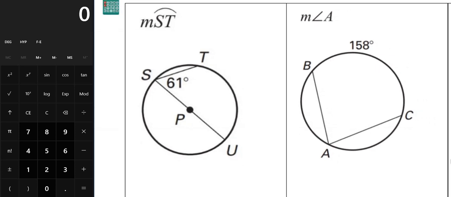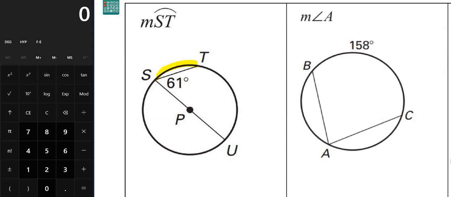For this first one, we're trying to find the measure of arc ST. When they say measure of an arc, they're talking about a degree measure, not a length. They're asking for ST, which is this section right here. A couple of things you need to notice in your diagram.